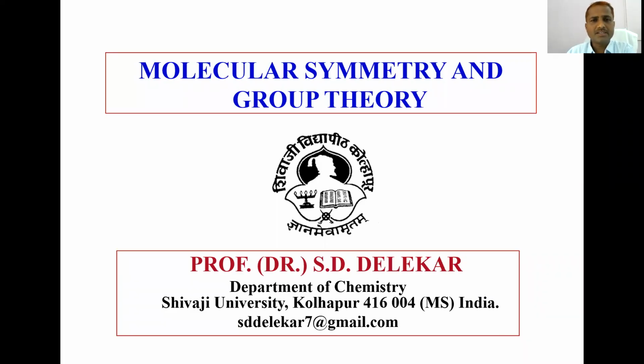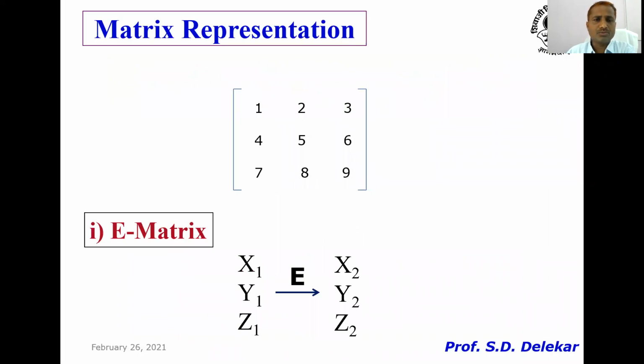Hello, student friends. Under molecular symmetry and group theory, in today's talk, I'm going to cover the matrix representation of symmetry elements. So let us start with what a matrix is. A matrix is simply defined as alphabets or numbers enclosed in a square bracket. So this is one example.